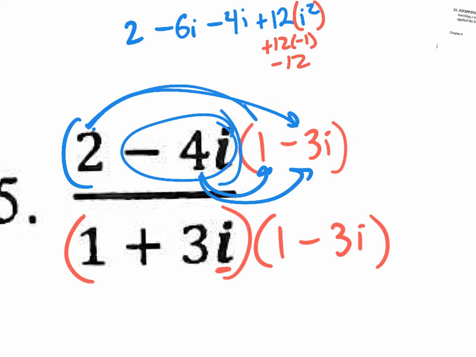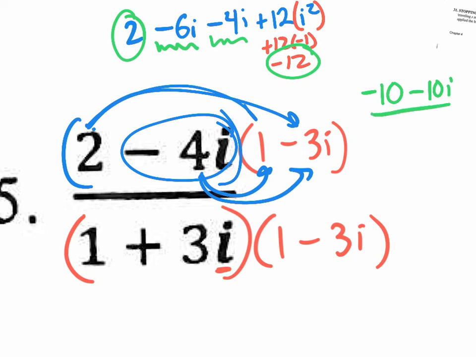Now let's combine like terms. Let's start with the real numbers first, all right? Let's combine the real 2 out here in the front with the real minus 12. It's going to give us a real minus 10. Then combine the imaginary negative 6i with the imaginary negative 4i, you're going to have an imaginary negative 10i. So that's what you have on top. Let's see what we get on the bottom.